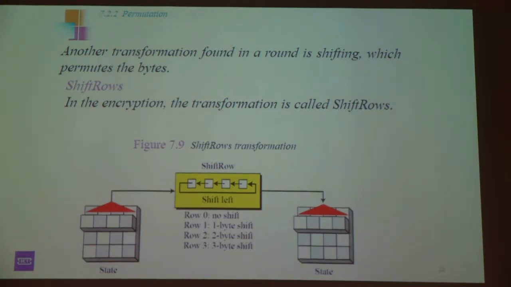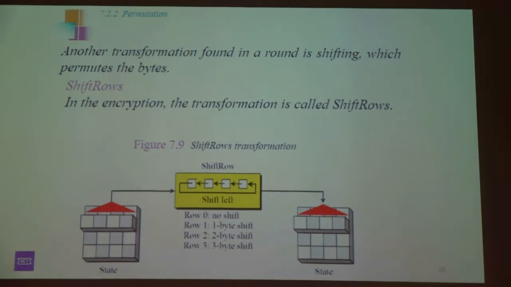So another transformation found in each round is shift rows, which permutes the bytes. The state has bytes. We already played with them, already changed them. What we're going to do next? Shift the rows. So we take one row and shift the bytes. We take the second row. And how many rows do we have anyway? 4.